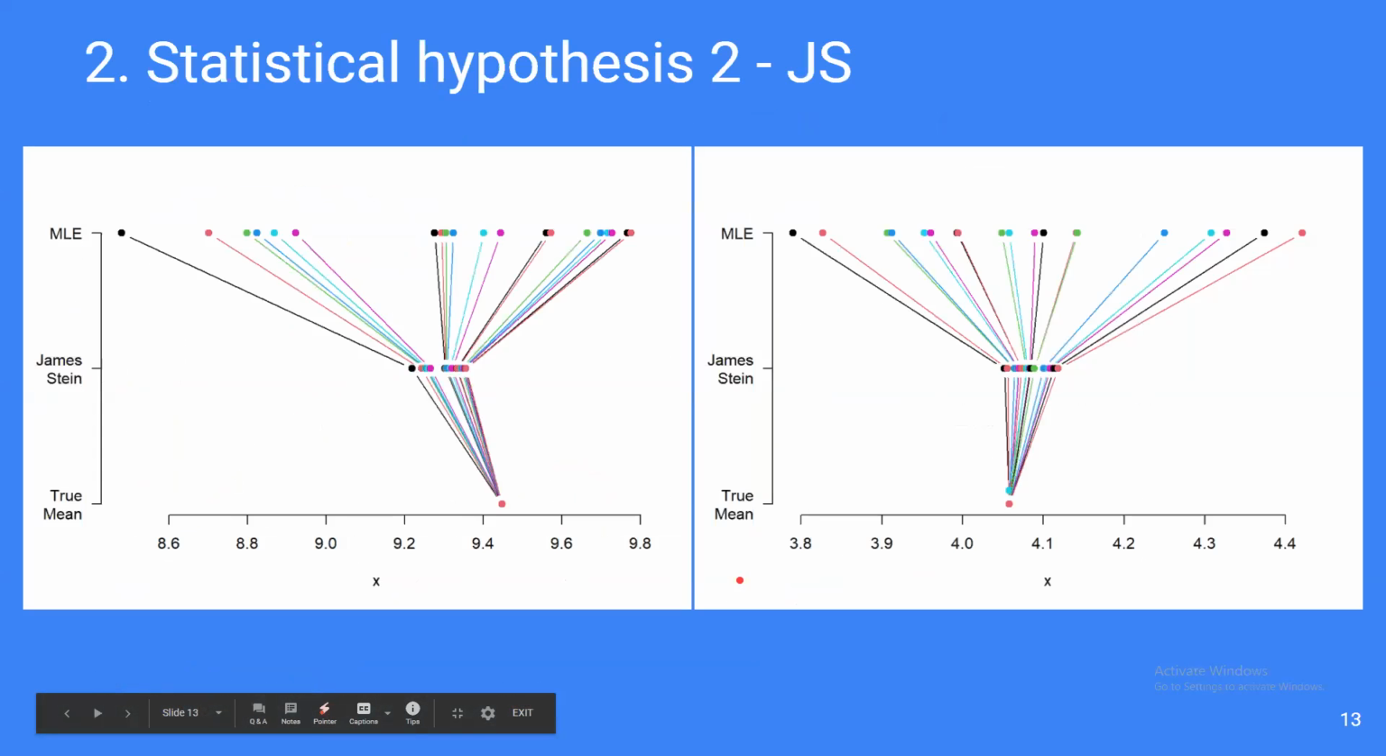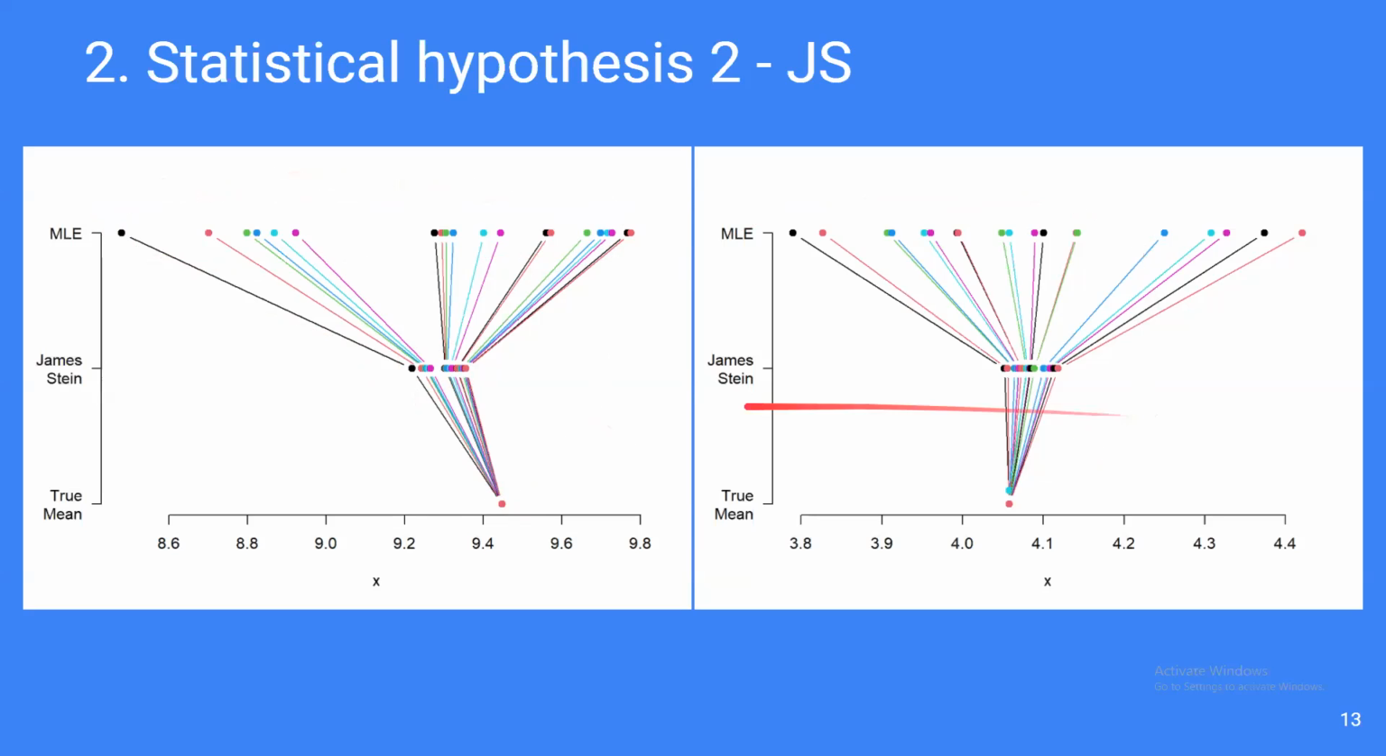And now going to the James-Stein approach, we can see that while using the bootstrapping, we replicated the dataset 20 times. And we have the MLE approach over here. We have the James-Stein. We can see the shrinkage over here. And we have the true mean of that time frame. And we have the same for the second time frame.